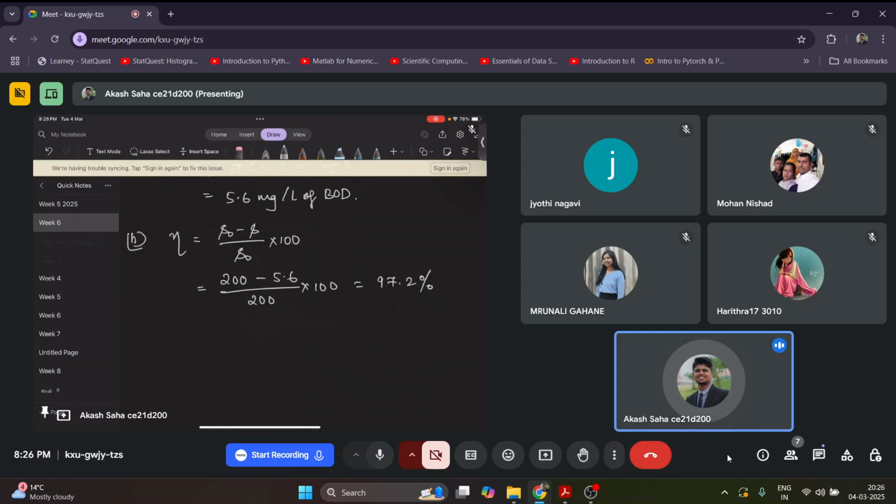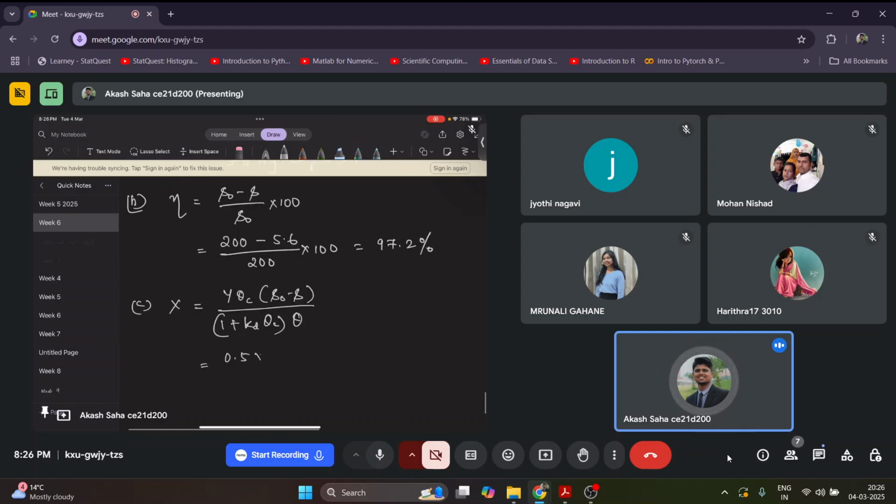Now next is the biomass in aeration. That is given by X. The formula is θc into Y into (S0 - S) divided by (1 + Kd θc) into θ. Theta is nothing but the HRT. So it will be 0.5 into 5. This is 5 days, so I will convert it to hours, 24 hours per day. Then (200 - 5.6) by (1 + 0.05 into 5) into 6 hours.